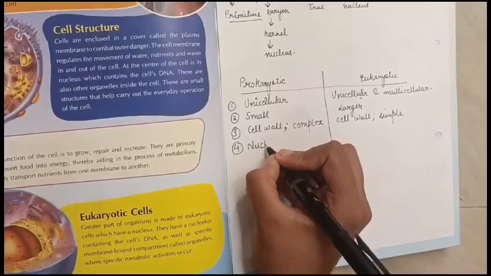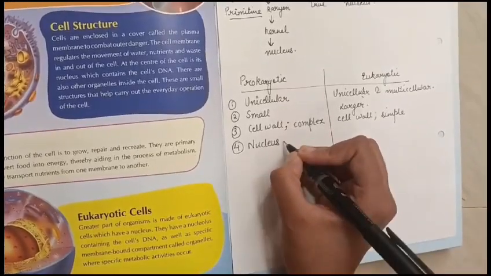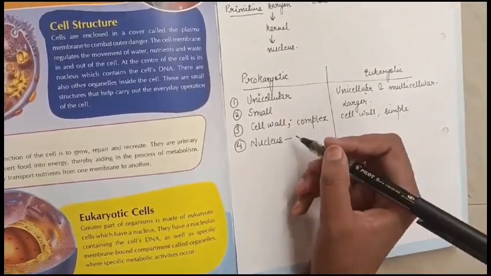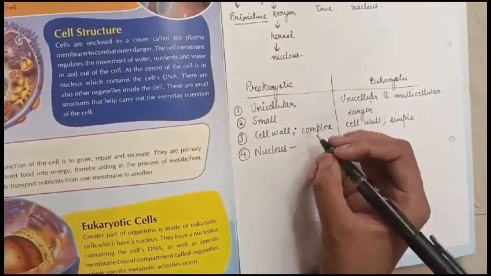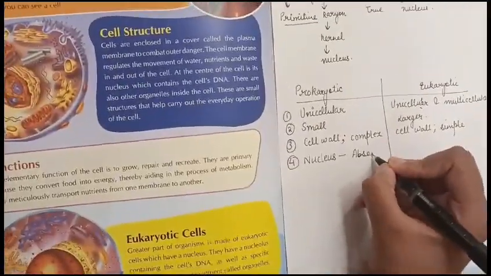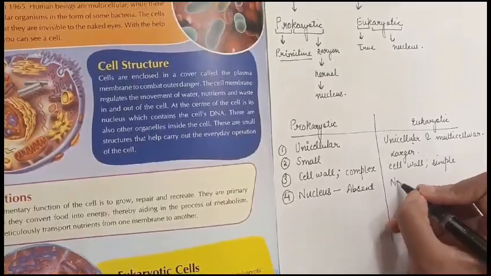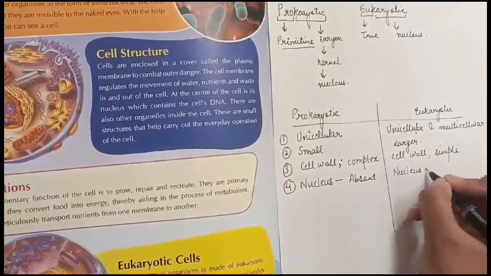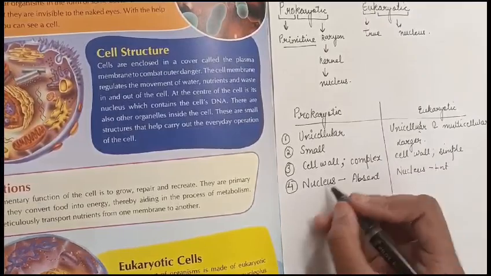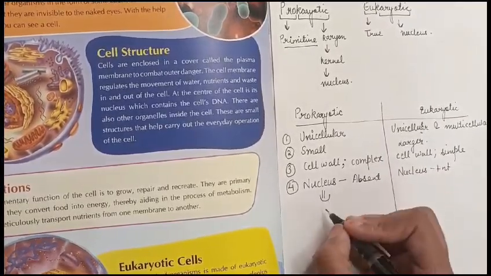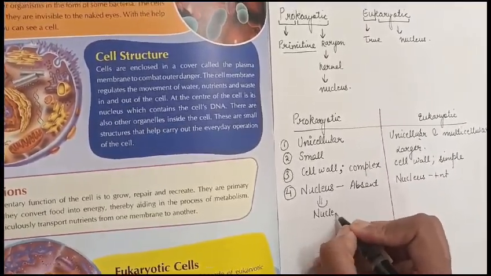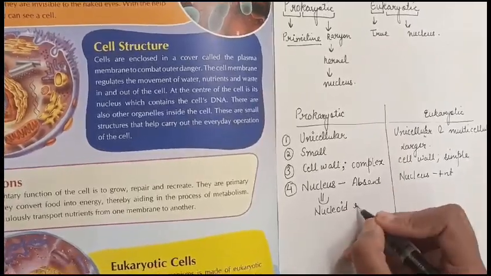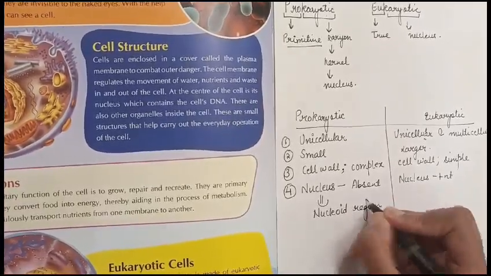The fourth point of difference is the nucleus, which is the major one that differentiates the two cells. In prokaryotes, the nucleus is generally absent, while in eukaryotes it is present. Again, in prokaryotes it is not completely absent; here we have a nucleoid region in which the genetic material is scattered.